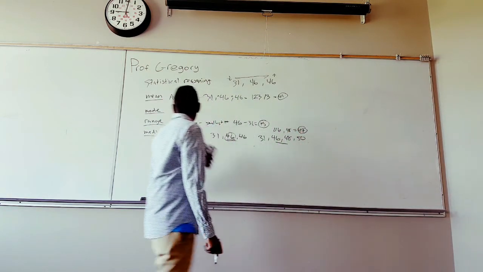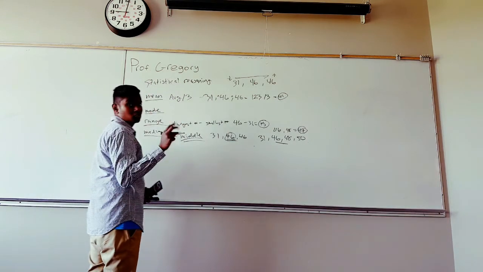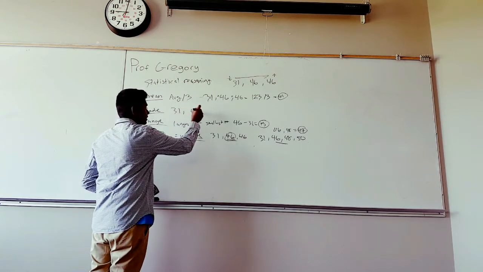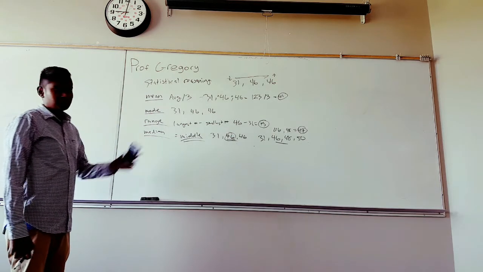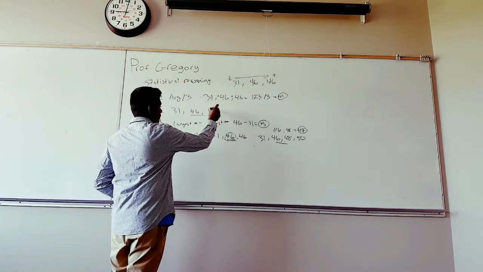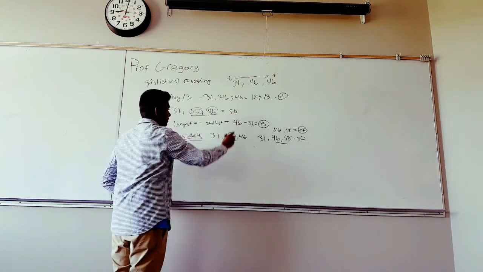Okay? Now, the last one will be mode. This is a number that reoccurs twice. So we've got 31, 46, and then 46. Now we can see we have two 46s. They reoccur twice, so our number would be 46. So the mode equals 46. Okay?